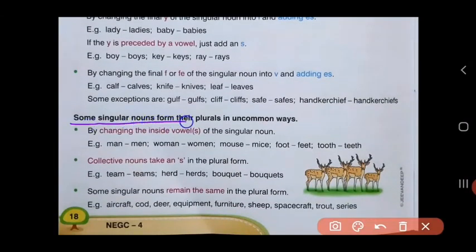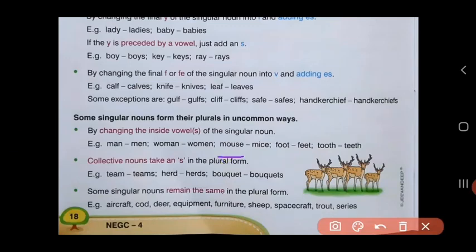Some singular nouns form their plurals in uncommon ways. Example, by changing the inside vowel of the singular noun. For example, man. What is the inside vowel? A. When I make man to plural form, the A changes to E and the plural becomes men. Same for woman. A, the vowel, changes to E. So the plural becomes women.